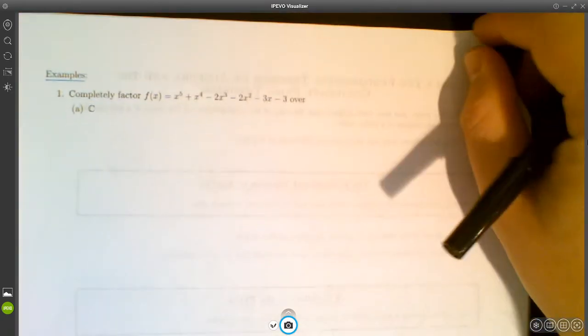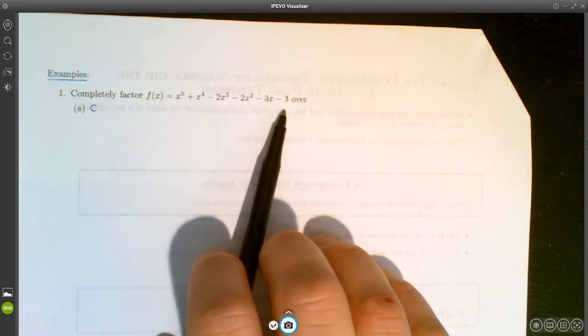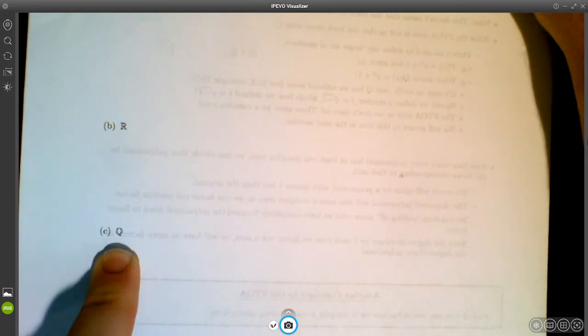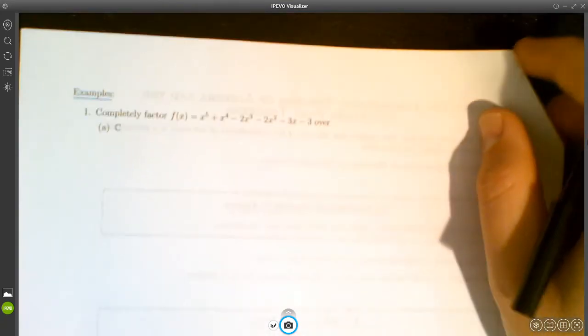Let's practice. So we're going to completely factor this polynomial over the complex numbers. Over the complex numbers, we should be able to completely factor this down to just linear terms. And then we'll contrast that with factoring it over the reals and then factoring it over the rationals. The factorizations that we're used to seeing from our previous algebra experience have been factorizations over the rationals. But in fact, we can factor further if we're factoring over the reals, and we can factor completely if we're factoring over the complex numbers. So let me show you how this works.